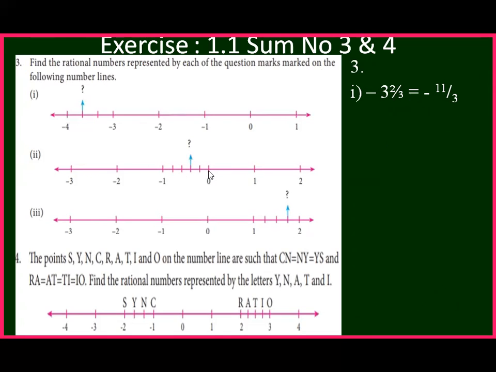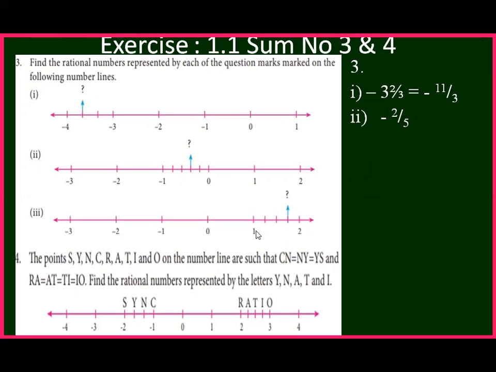Look at the next one. It lies between 0 and minus 1. And it is divided into 1, 2, 3, 4, 5 parts in which the second position is located. So the answer is minus 2 by 5. Since 0 is there, 0 has no value, so we are not writing 0 as the whole number.